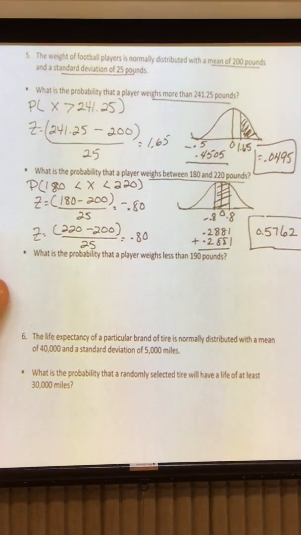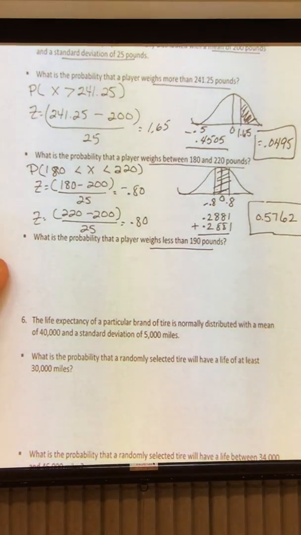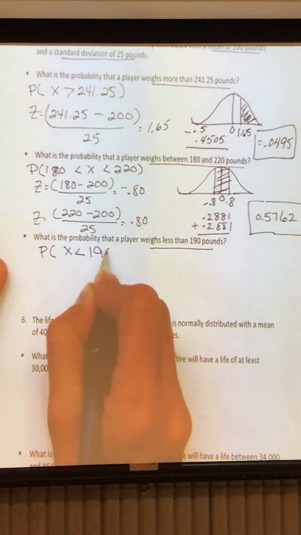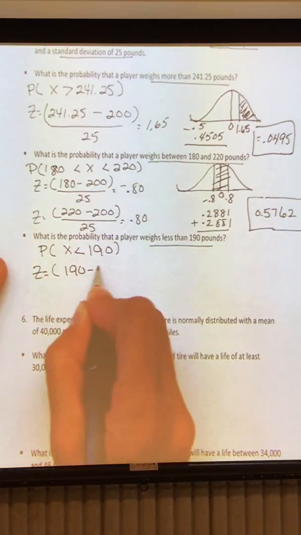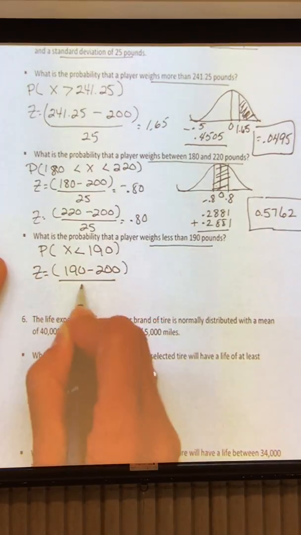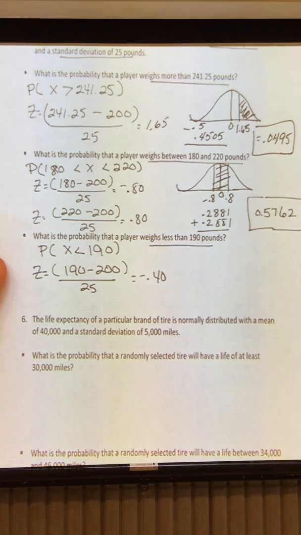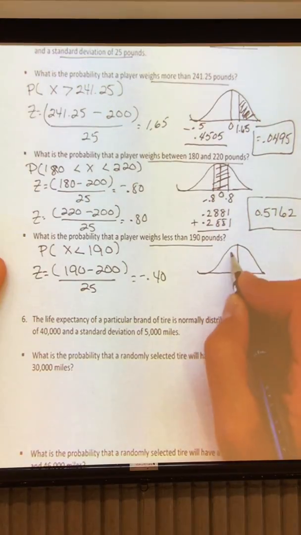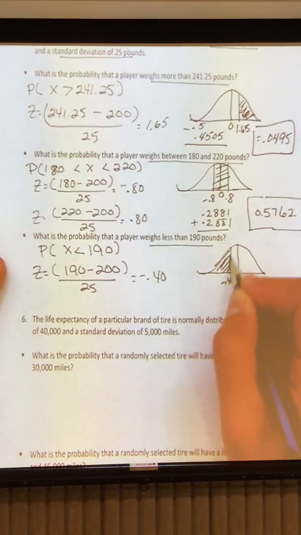The last part of number 5 is find the probability that the player weighs less than 190 pounds. So let's calculate the z-score. 190 minus the mean, divide that by the standard deviation, and that is equal to negative 0.40. So negative 0.40 is to the left of the mean, and you're looking for less than, which is all this area to the left.